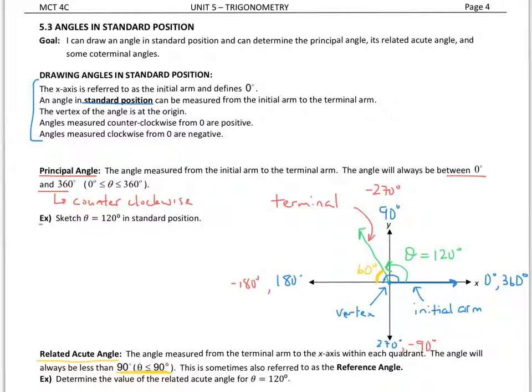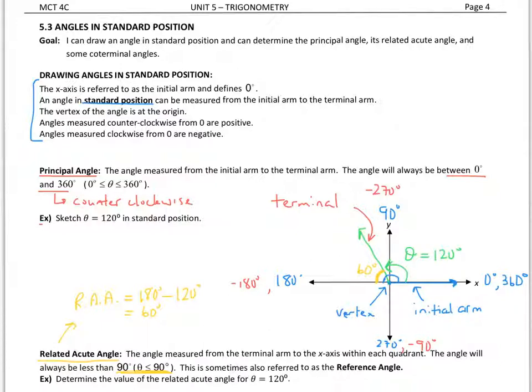So my related acute angle is 60 degrees. Sometimes I use the short form RAA for related acute angle. That was obtained by taking 180 degrees and subtracting my principal angle of 120 degrees, and that got us 60 degrees there. That's our angle of reference. When we go to state our trig ratios for that particular angle of 120 degrees, we look at the related acute angle and work with that.